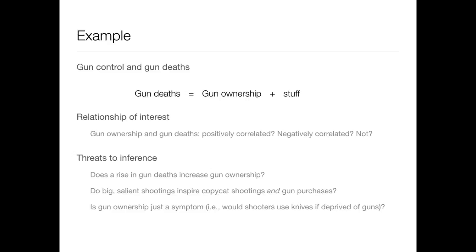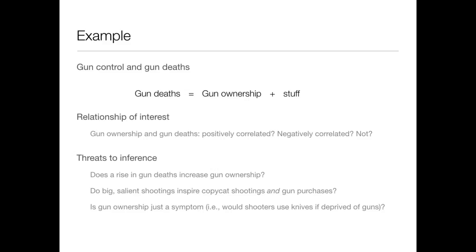Could it be that there's a confounder, right? That the big salient shootings that we see in the news inspire more shootings and inspire people to buy guns to protect themselves, right? That would be a fairly clear causal story that doesn't involve gun purchases increasing the quantity of gun deaths.